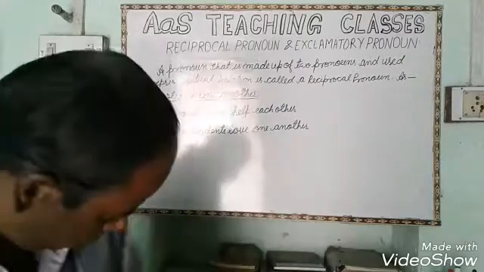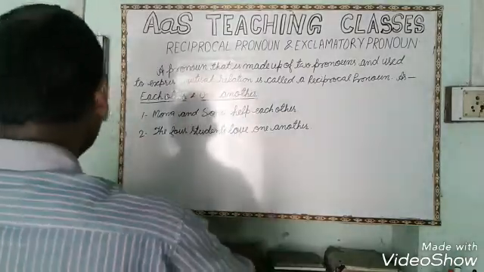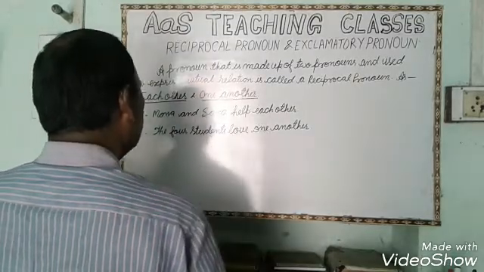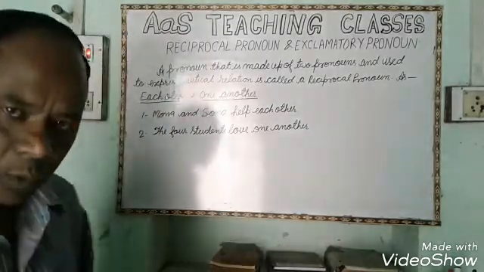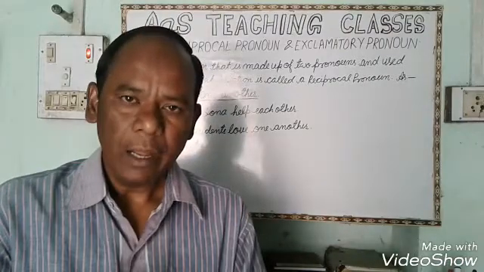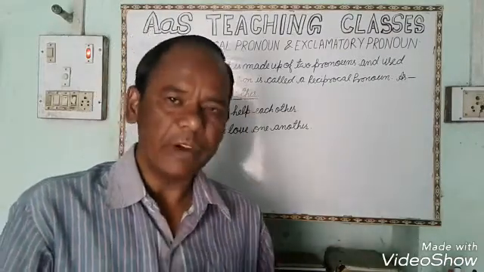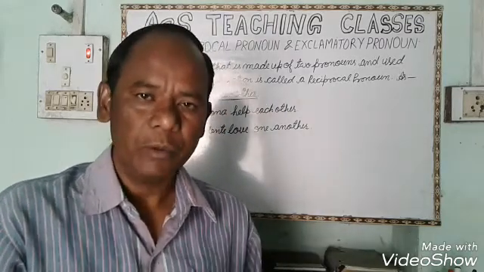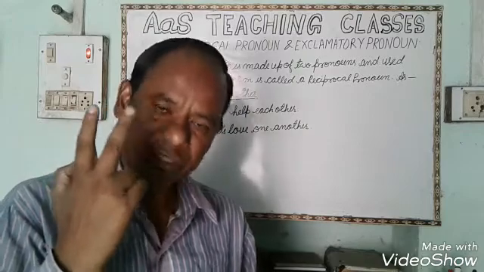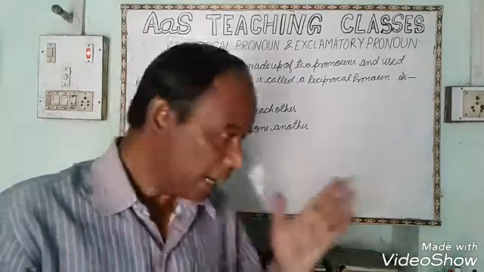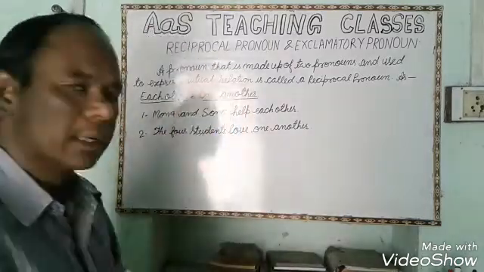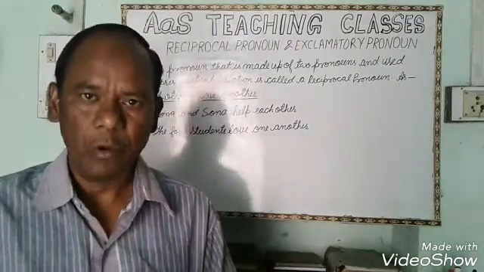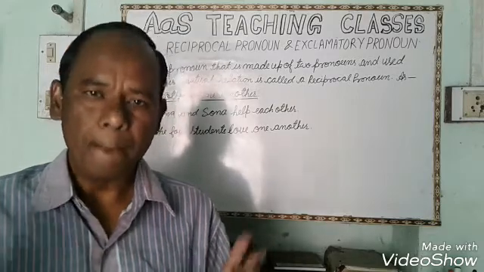There are two things about reciprocal pronoun. For example, as a reciprocal pronoun we use each other and one another. Each other is used for expressing mutual relation between two persons. On the other hand, one another is used for expressing mutual relation among more than two persons.